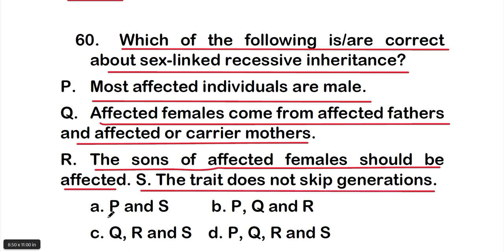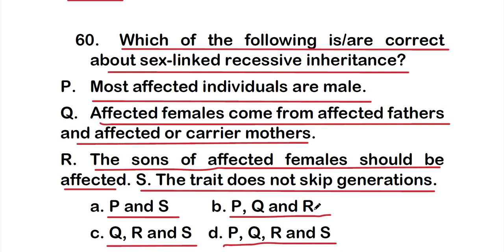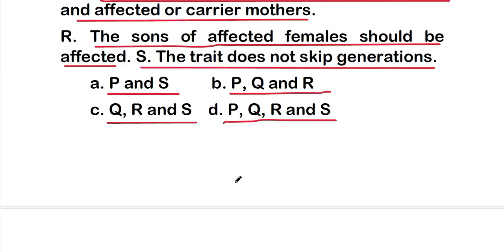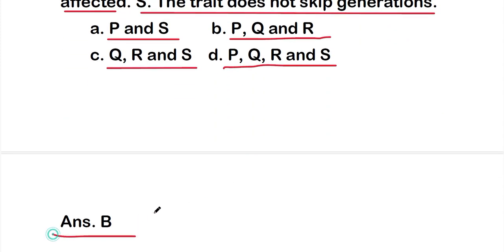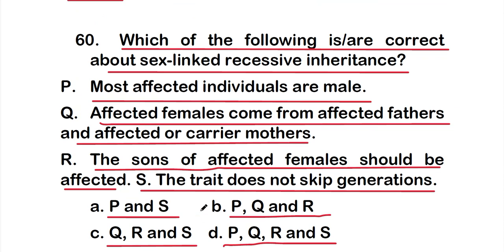The options are option A, P and S statement is correct. Option B, P, Q and R statement is correct. Option C, Q, R and S statement is correct. Or option D, P, Q, R, S all statements are correct. The correct answer is option B, that is P, Q and R is the correct one.